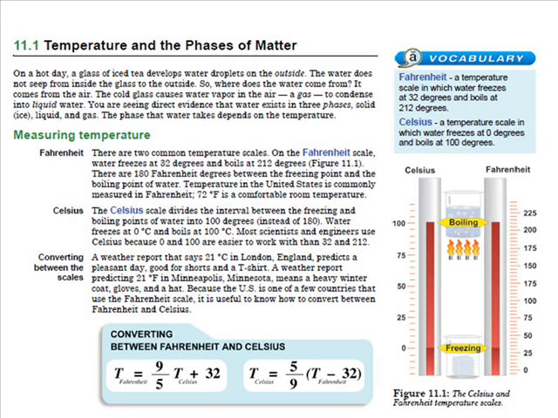The Celsius scale divides the interval between the freezing and boiling points of water into 100 degrees instead of 180. Water freezes at 0 and boils at 100 degrees C. Most scientists and engineers use Celsius because 0 and 100 are easier to read than 32 and 212. A weather report that says 21 degrees C in London, England, predicts a pleasant day, good for shorts and a t-shirt. A weather report predicting 21 degrees F in Minneapolis, Minnesota means a heavy winter coat, gloves, and a hat. Because the U.S. is one of the few countries that use the Fahrenheit scale, it is useful to know how to convert between Fahrenheit and Celsius.